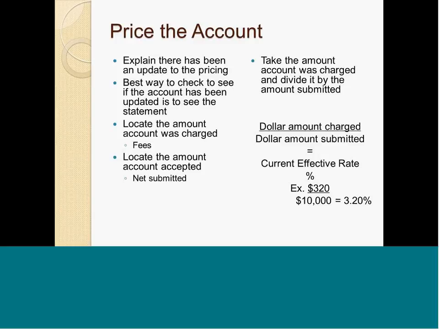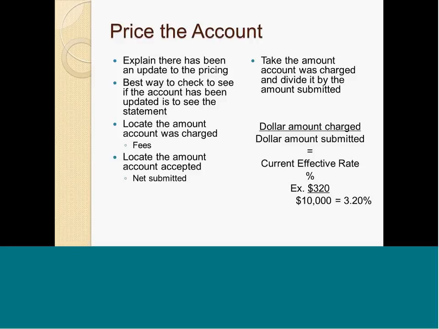To figure out the effective rate, you take the amount the account was charged and divide it by the amount that was submitted. Take the fees and divide them by the amount they processed. You take the dollar amount charged, divide it by the dollar amount submitted, and you will get the current effective rate.